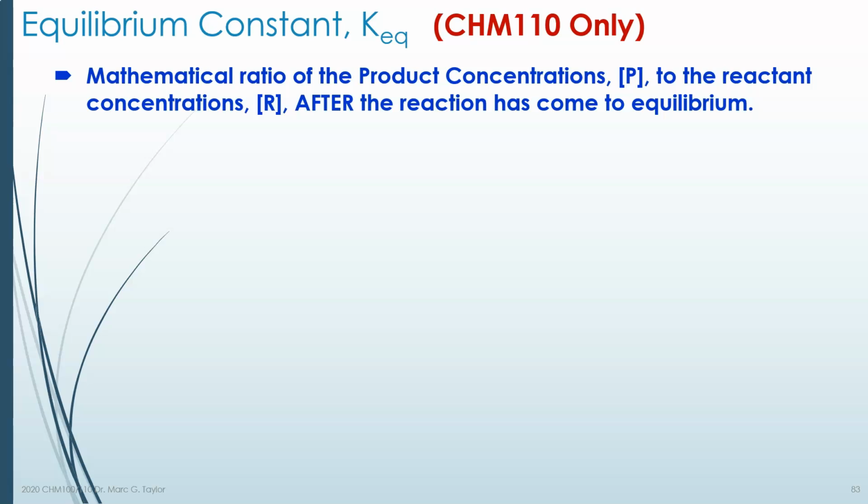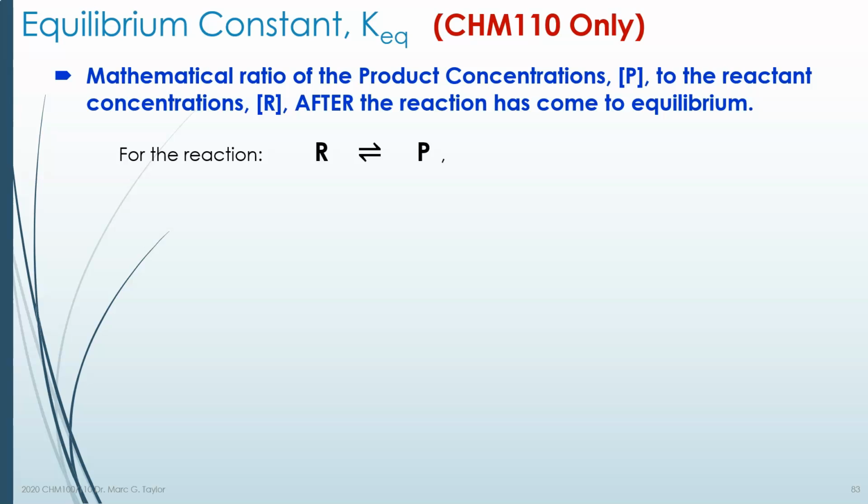So an equilibrium constant is a mathematical ratio of the product concentrations, and we symbolize concentration with these square brackets around the formula of a substance. So the bracket around the P means the concentration of P. So it's the mathematical ratio of the product concentrations to the reactant concentrations, in this case R, after the reaction has come to an equilibrium.